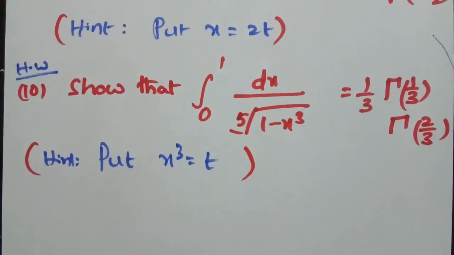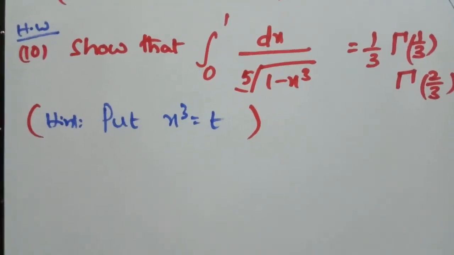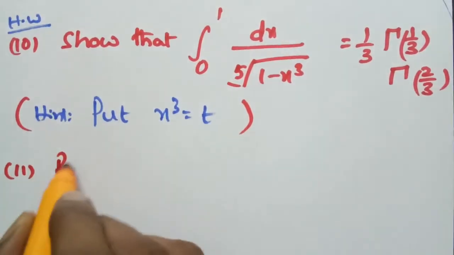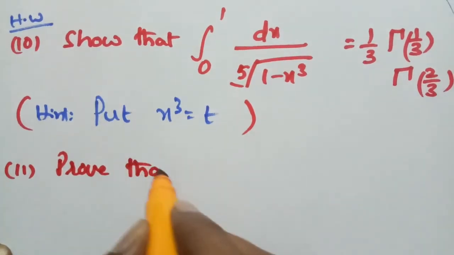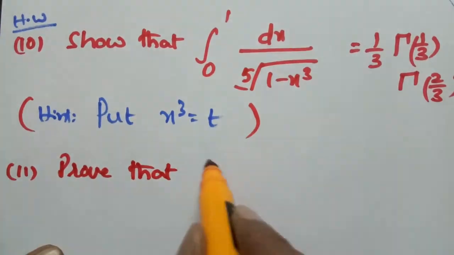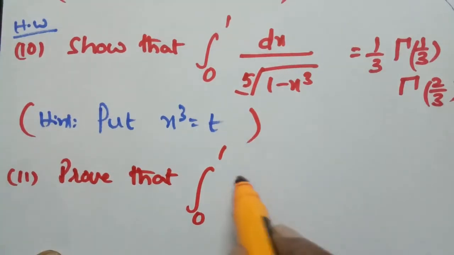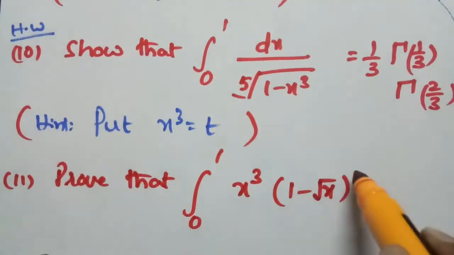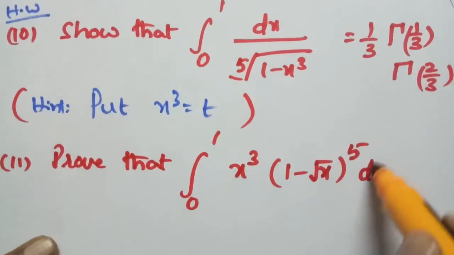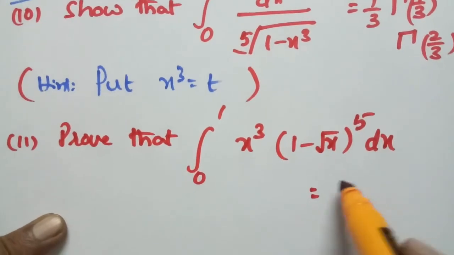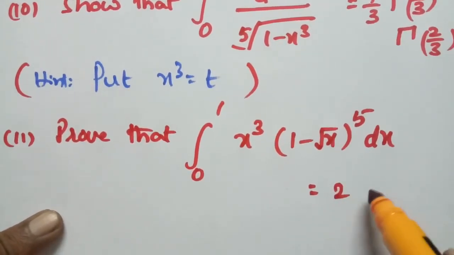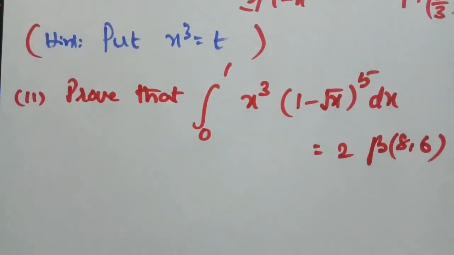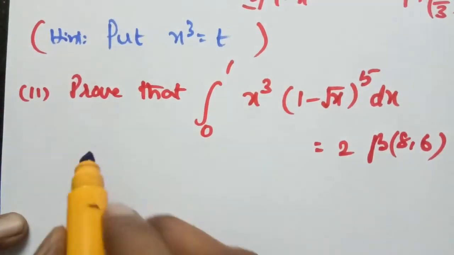Now problem number 11. Prove that integral 0 to 1 x cube into (1 minus root x) whole to the power of 5 into dx is equal to 2 into beta 8 comma 6. Root x is equal to t here.